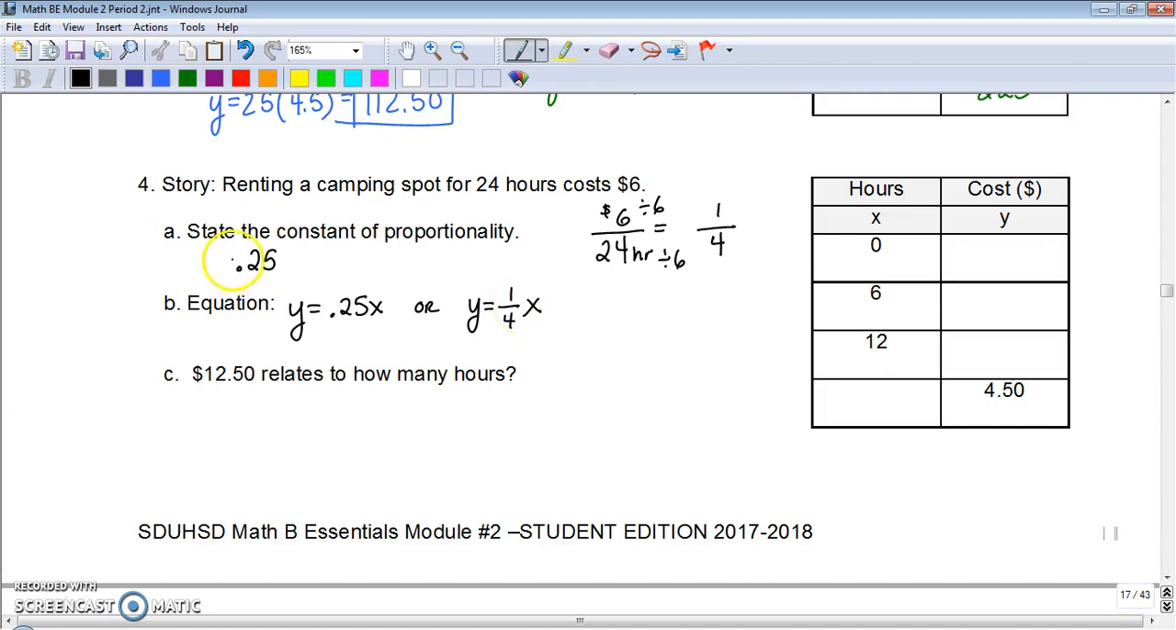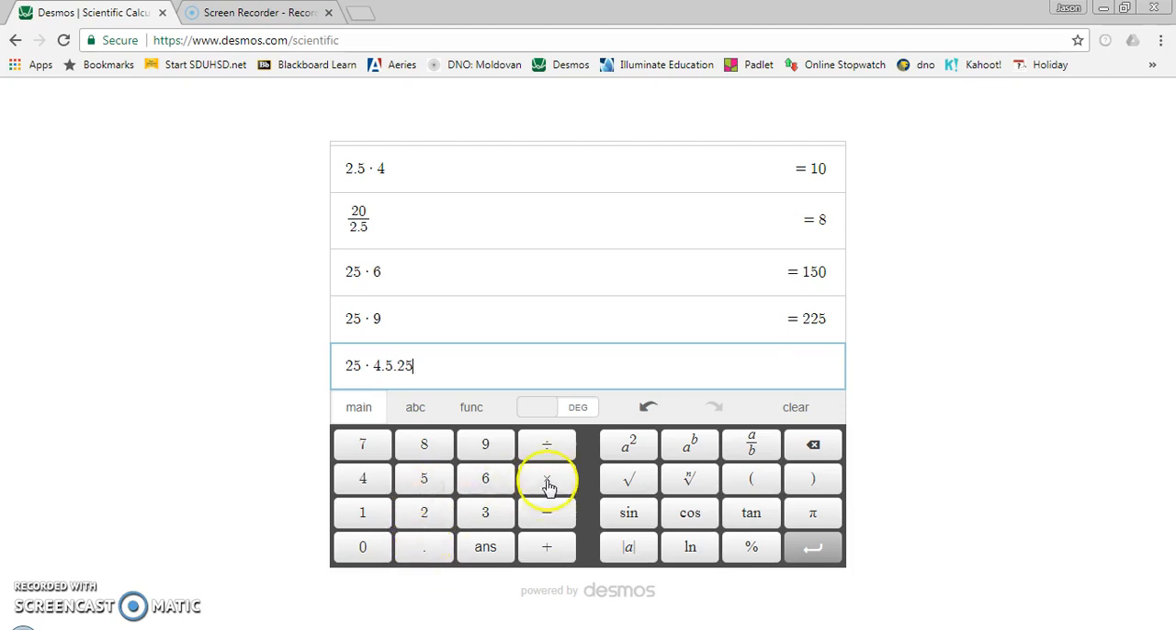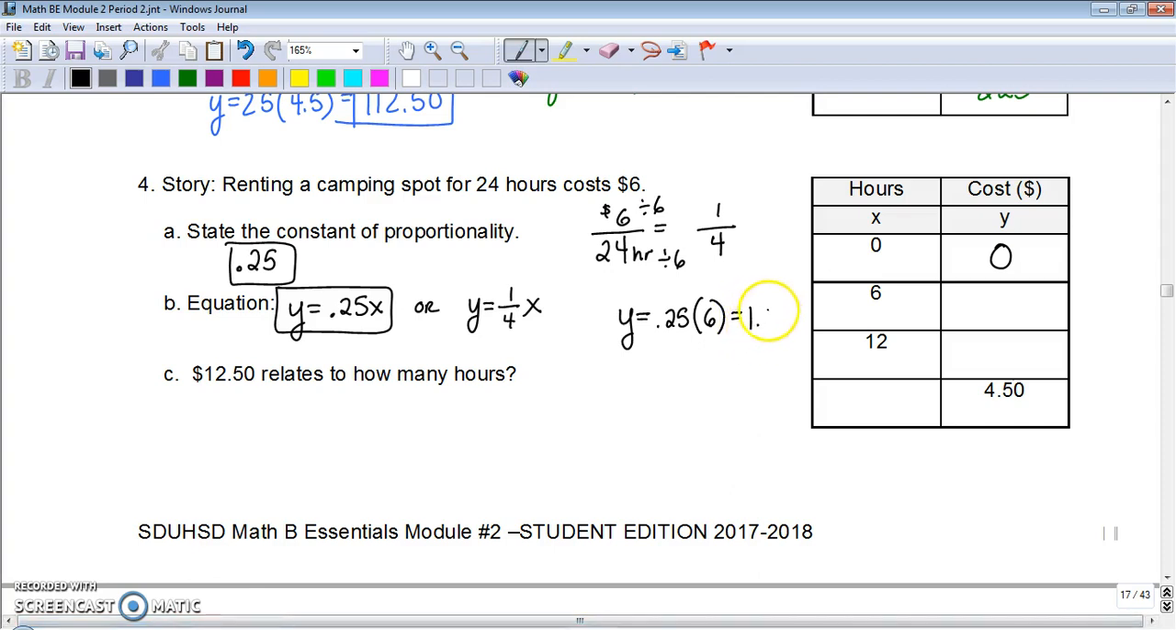Let's go to our table now. So this is going to be 0, 0. And I'm going to plug in some of these values. So y equals 0.25 times 6. Whoops. That's 1.50. So it's not going to cost much to camp there.